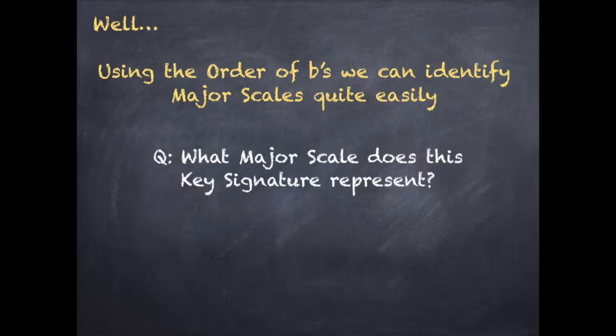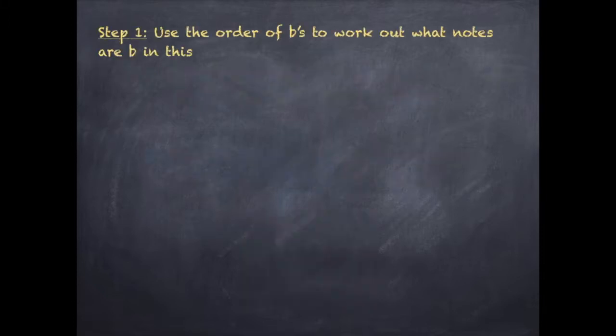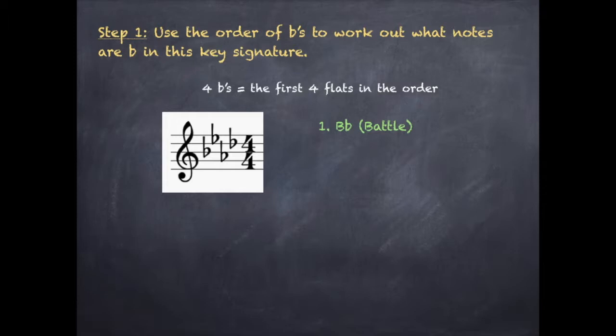So question, what major scale does this key signature represent? 4 flats. Step 1. Use the order of flats to work out what notes are flat in the key signature. There are 4 flats in this key signature, so the first 4 flats in the order are battle, or B flat, ends, or E flat, and, or A flat, down, or D flat.